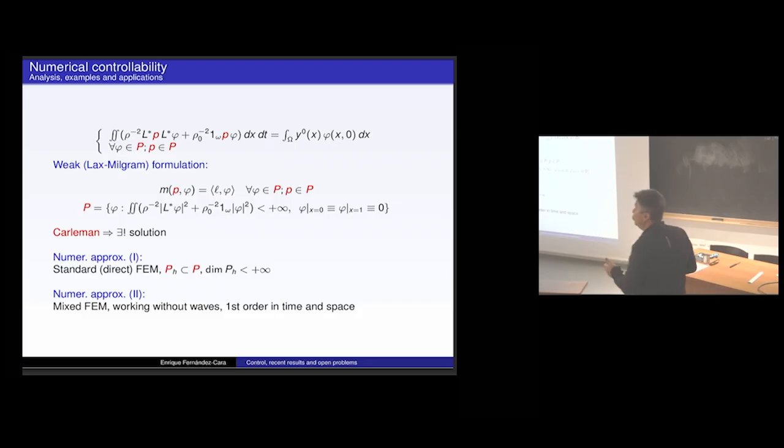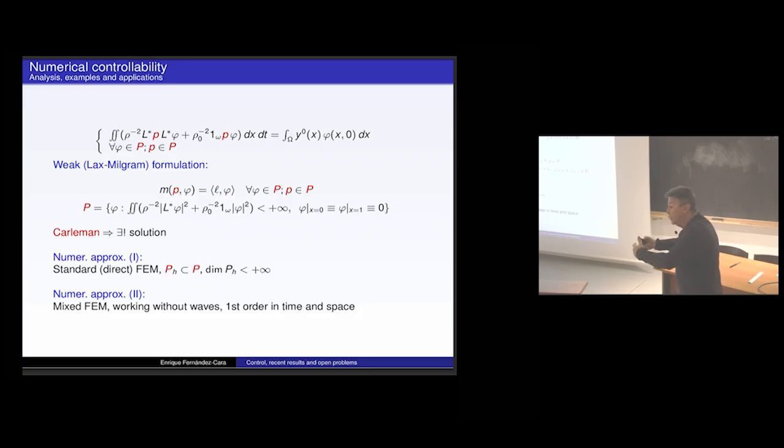The bad news, there is always bad news if you have good news, is that we have to solve a more complicated system because now we have second order in time derivatives and fourth order in space derivatives. Okay? If we are able to solve approximately, numerically, this system, we are done.